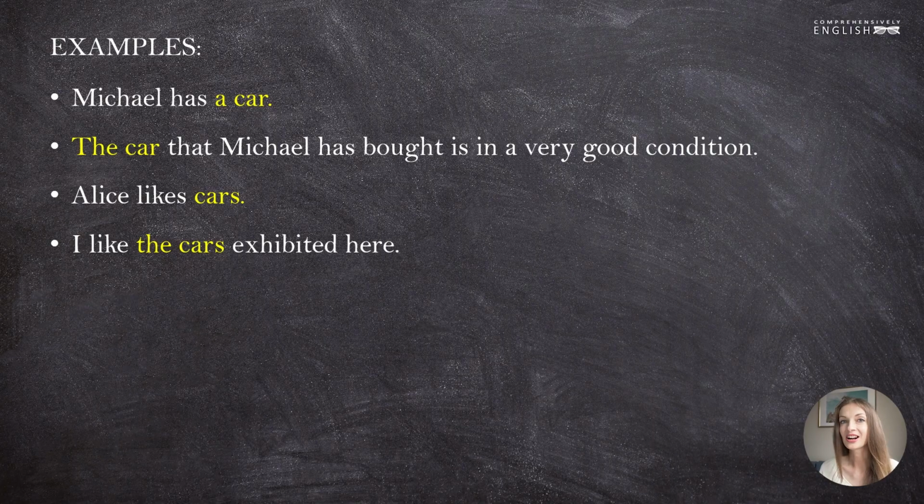I like the cars exhibited here. Cars is a plural noun. It is used in a definite sense. We know which cars the speaker is talking about, the cars that are exhibited here, the cars we see now at the exhibition. So we need the definite article of that.